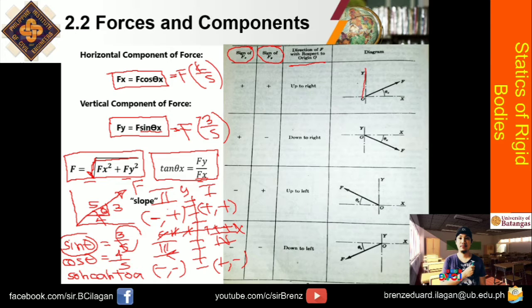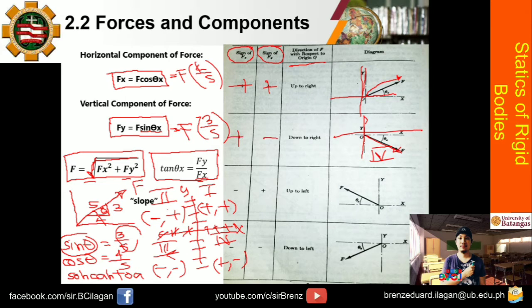So imagine mo na lang ito may x and y quadrant. So di ba nasa first quadrant siya? So parehong positive. Itong isa, nandito, so under fourth quadrant. So positive yung x, negative yung y. And so on. So yun lang naman yan. Yan yung diagram na yan.